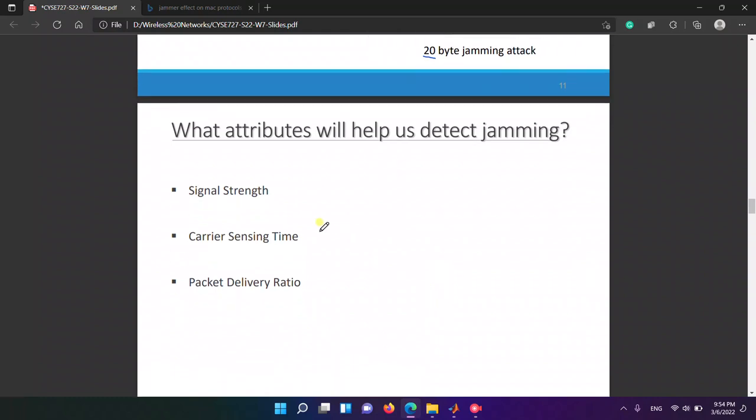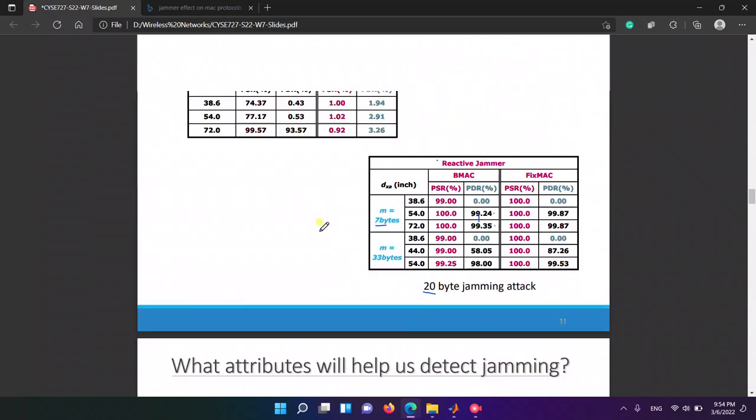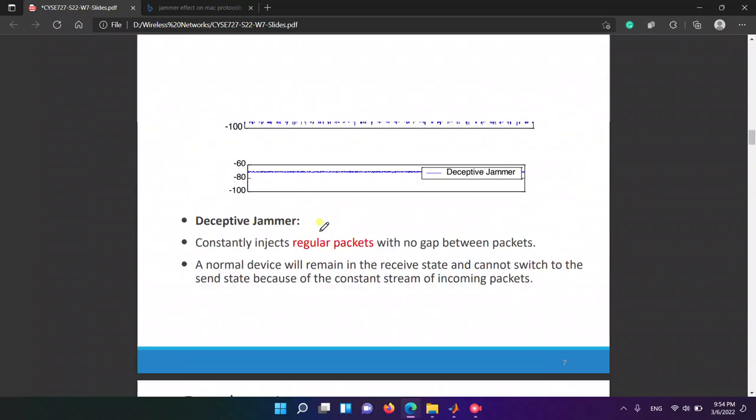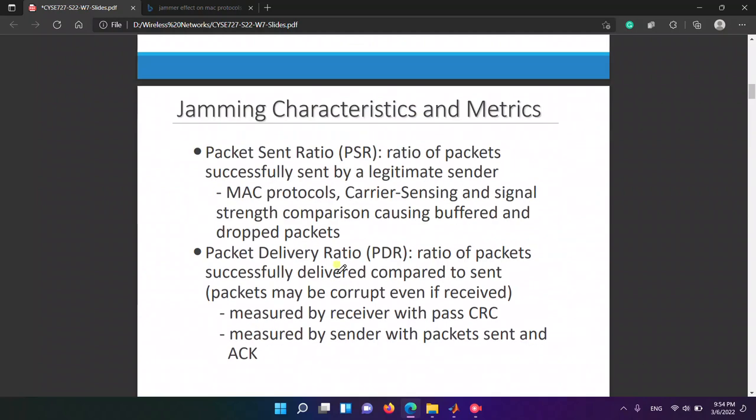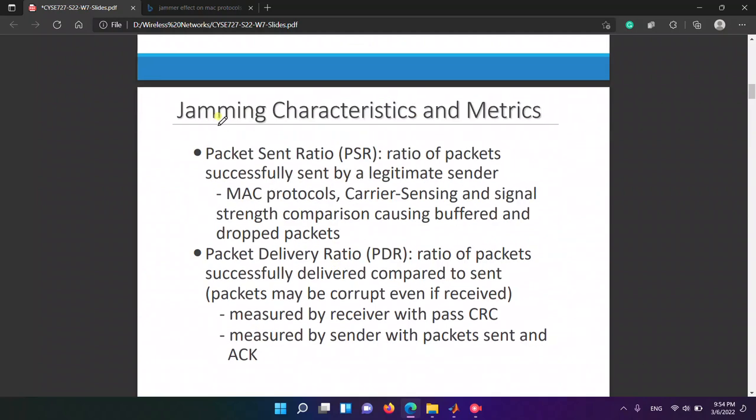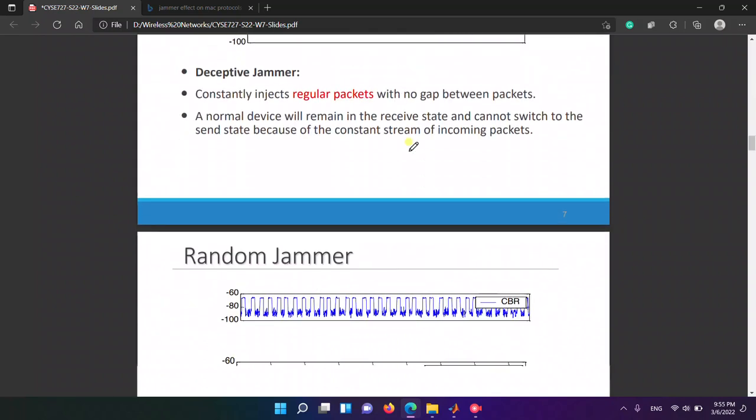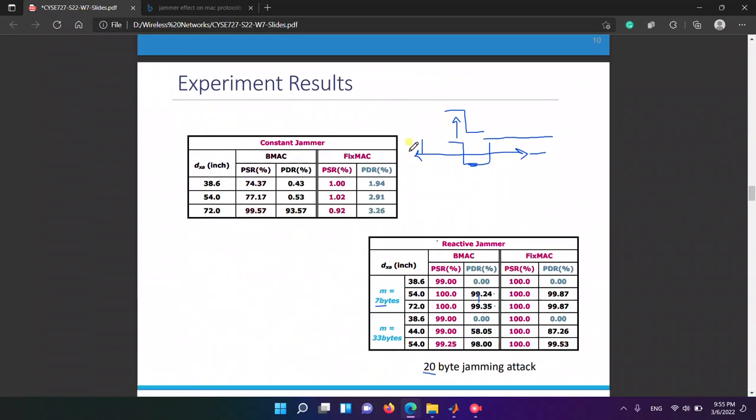Okay, so this is what I think. What attributes will help us detect jamming? We saw the signal strength and the carrier sensing time. There's a certain time, and if the packet is not received then maybe we have a jammer. And the packet delivery ratio. So the first thing, these are for what? These are jamming characteristics and metrics.